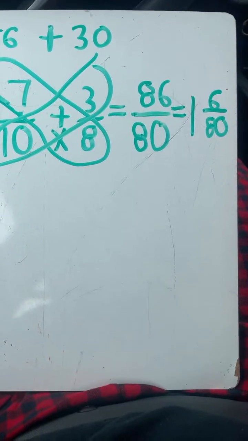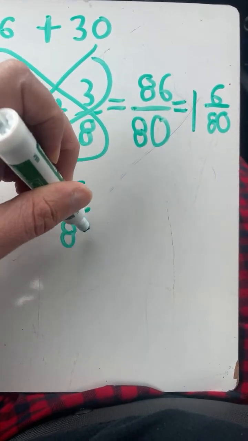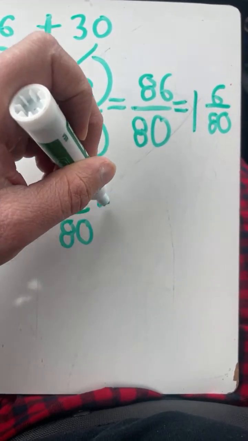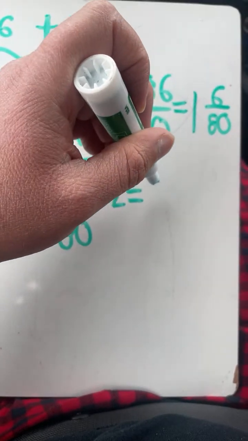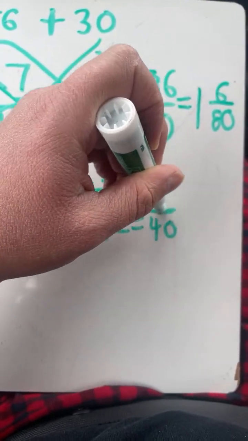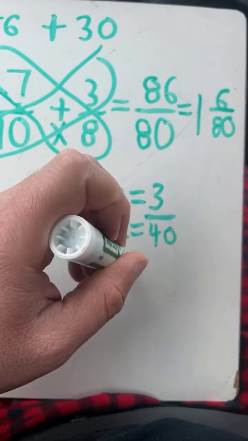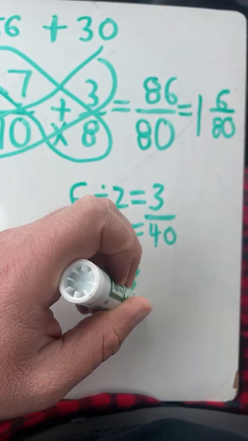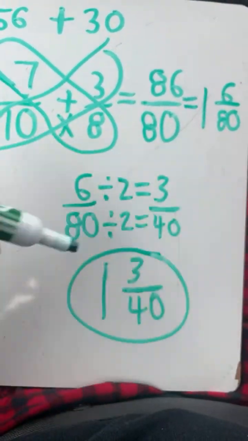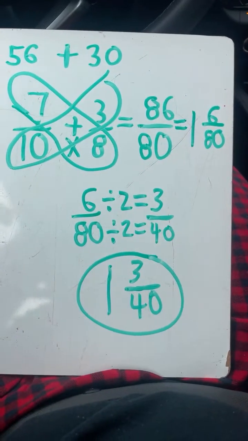Now if we wanted to further reduce our fraction to lowest terms, divide by the greatest common factor. 6 divided by 2 equals 3. 80 divided by 2 equals 40. So reduced to lowest terms would be 3/40. So 1 and 3/40 is our final answer. So 7 tenths plus 3 eighths is equal to 1 and 3/40.